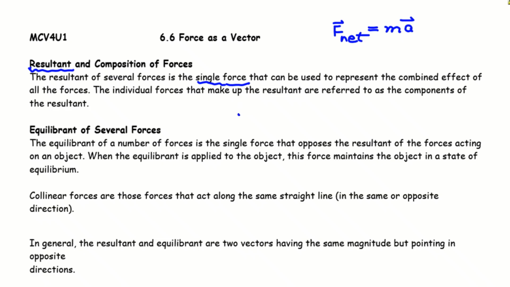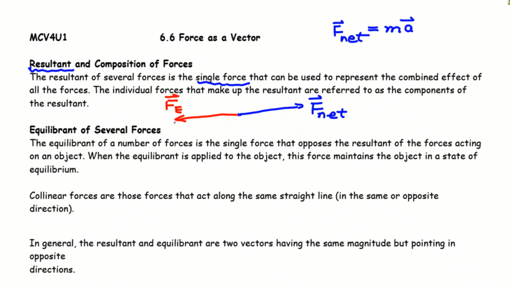So for the net force, maybe we just have this direction, and this is our net force. We call it the resultant force. The equilibrant of several forces is a single force that is opposite to this resultant force. So we draw it backward, and with the same magnitude, we call this the equilibrant.